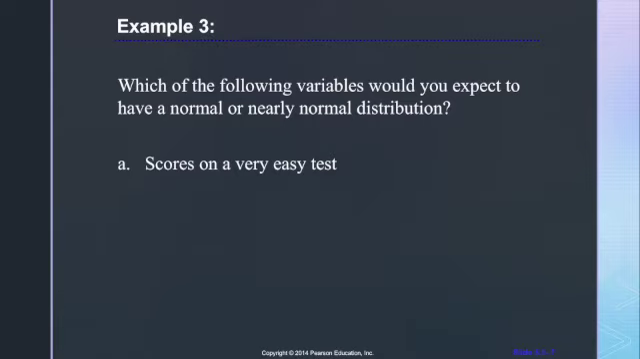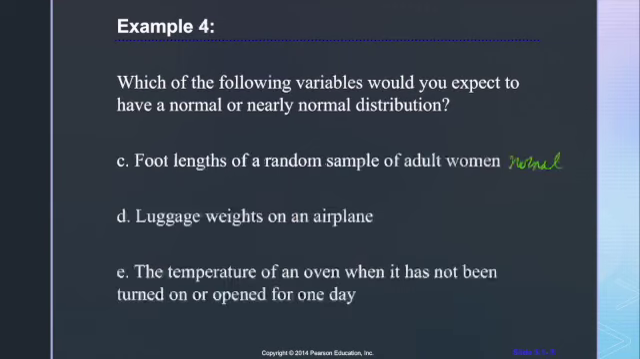How about foot lengths of a random sample of adult women, right? That's a genetic factor. Women occur naturally. This is also normal. How about luggage weights on an airplane? I think it depends on how you pack. I'm a get-as-close-to-50-pounds-as-possible, sometimes-go-over-the-limit person. So this would be not normal. What about the temperature in an oven that's not been turned on or opened all day? So we're just taking the temperature of a bunch of ovens. I think this would be nearly normal, if not normal.